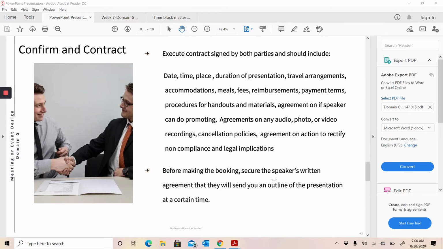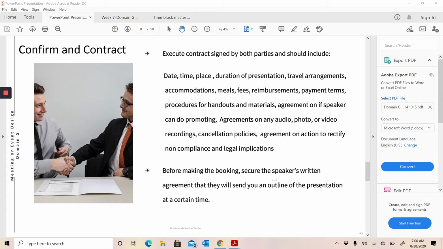Okay, so then once you found your golden speaker, you want to confirm and contract. Like anything, word of mouth, we want to make sure that we have everything in writing. So let's execute a contract with the speakers. And if you're using a speaker bureau, you want to make sure, is your contract with the speaker bureau or is it with the speaker? So these are all the things you want to know to include in the contract.